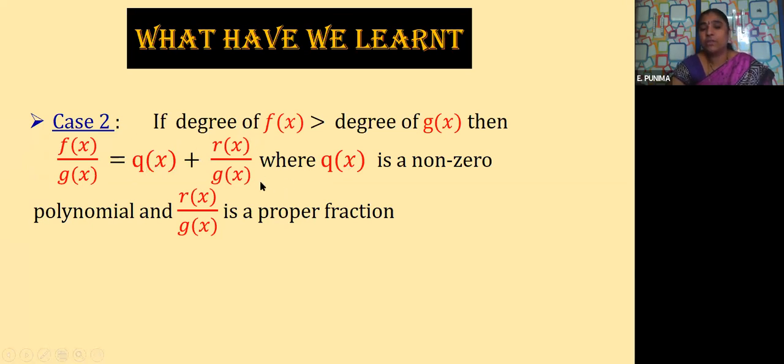So here also it is the same, children. You continue the division until you get the degree of the remainder less than the degree of the divisor, that is g of x. Clear? Then r of x by g of x becomes a proper fraction, which is divided into partial fractions using our 4 methods. 4 rules are there according to that.